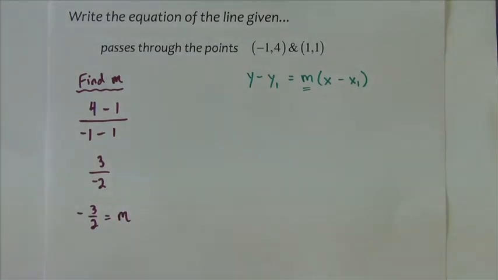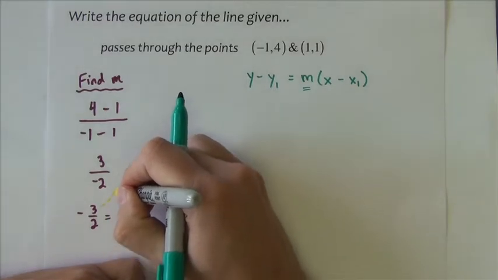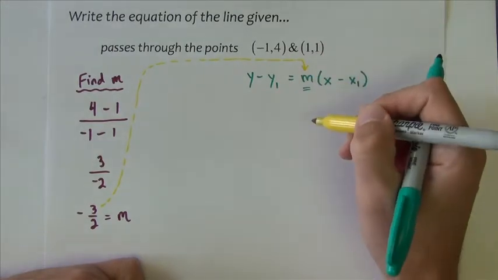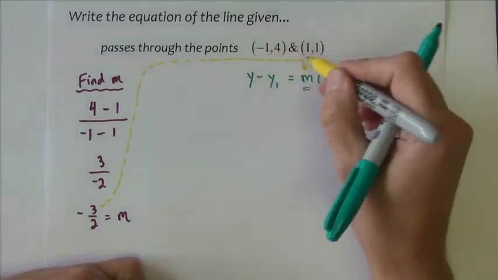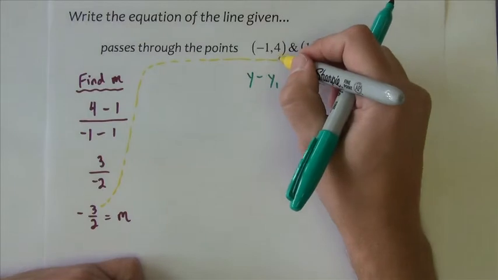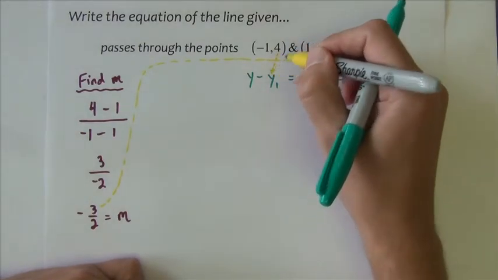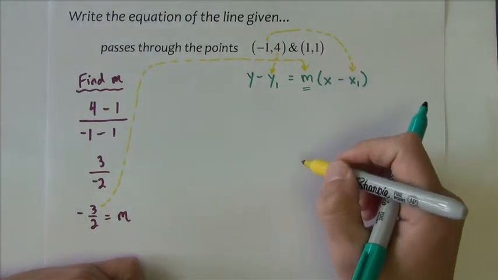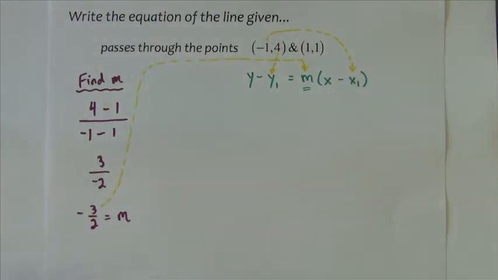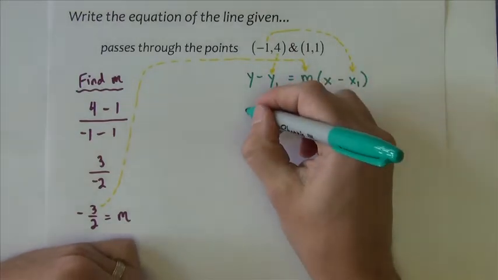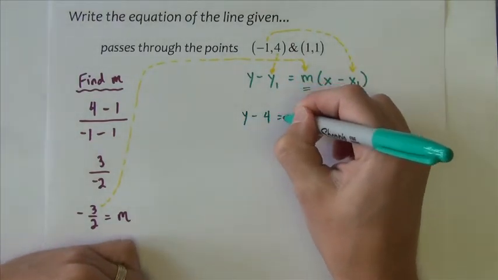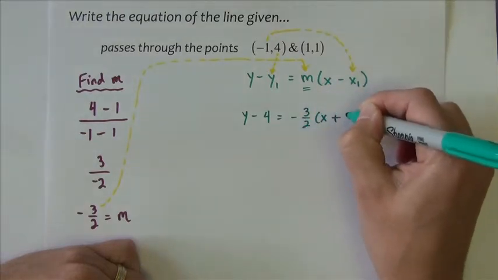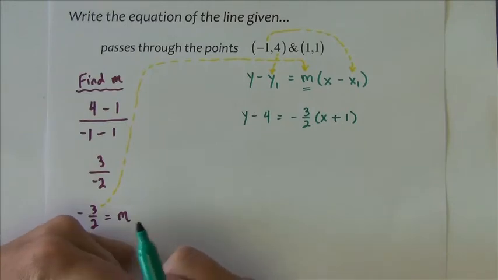Okay, so now we need to plug in to this equation. The slope, -3/2, goes in there. I can pick either of these points to be the x1, y1. It doesn't matter. Let's just call this one the point that I use. But I can use either point again, and it won't make a difference which one I do. So I'd have y minus 4 equals -3/2 times the quantity x plus 1.